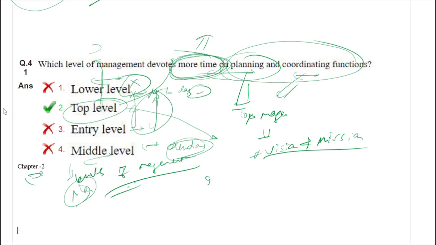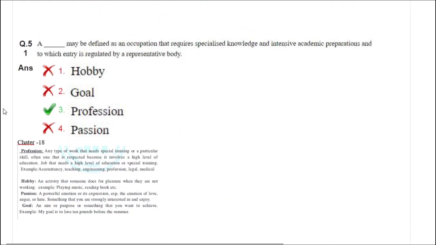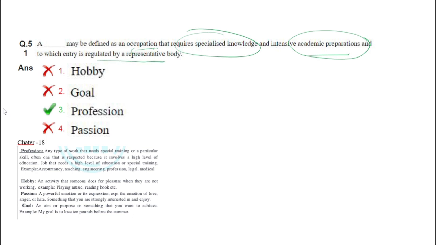Next, dash may be defined as an occupation that requires specialized knowledge with intensive academic preparation and to which entry is regulated by a representative body. So hobby is something which we do whenever we are free. So this cannot be the answer. Goal is something which you decide yourself.